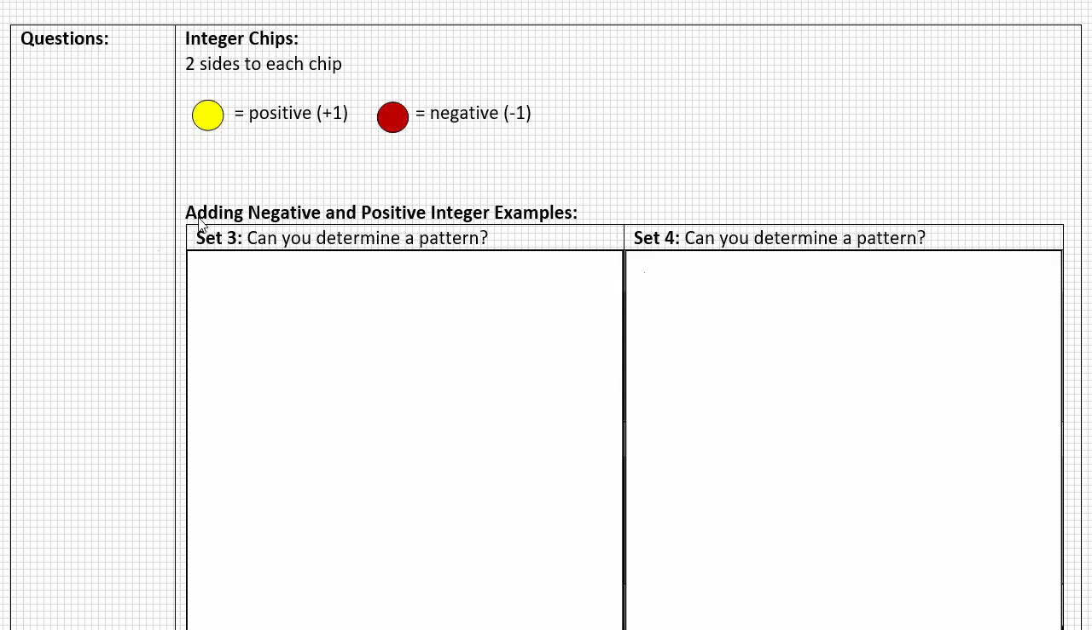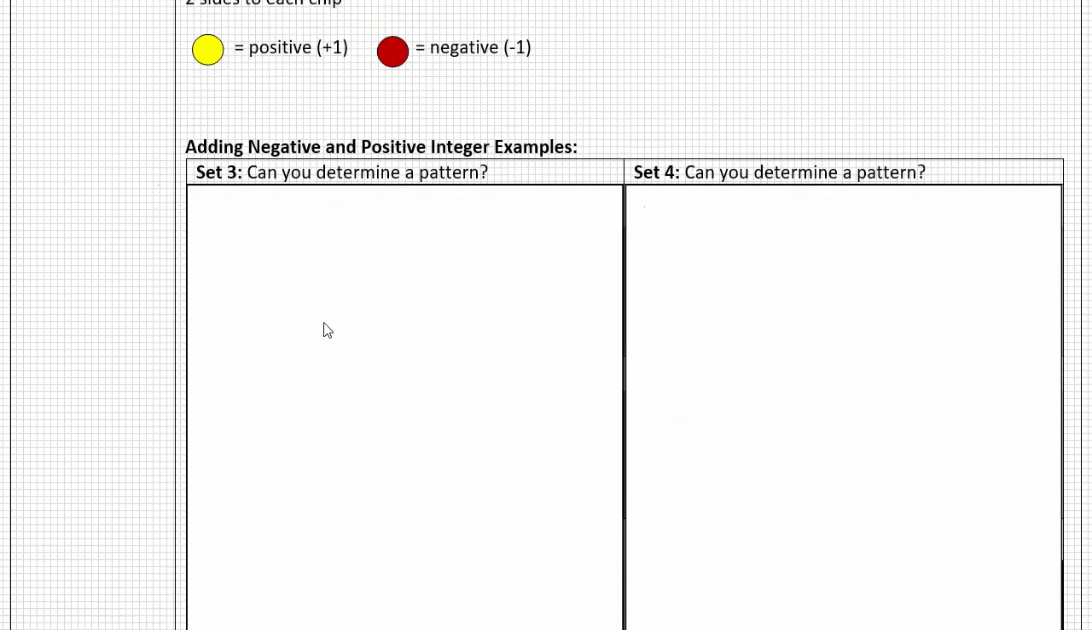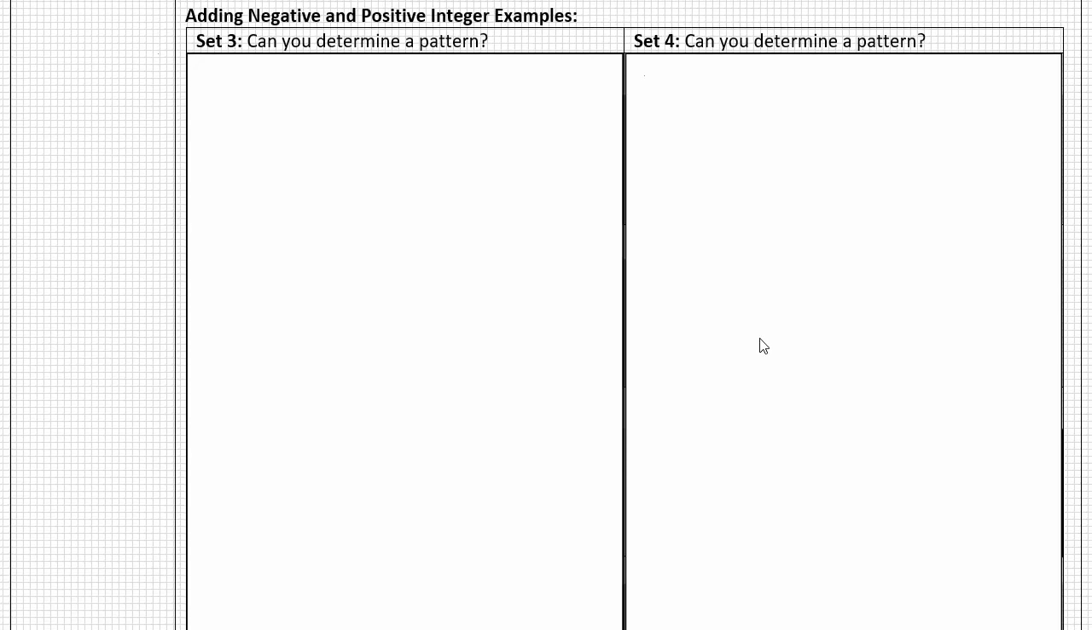This time we're going to be looking at starting with a negative integer and adding a positive integer to it. We're going to do 2 sets of problems. This will be set 3 and then set 4 because we did the first 2 sets in the last video. Once again, I'm going to give you a set of 3 problems to set up with integer chips and then look for a pattern to find the rule. So let's go ahead and start on set 3.